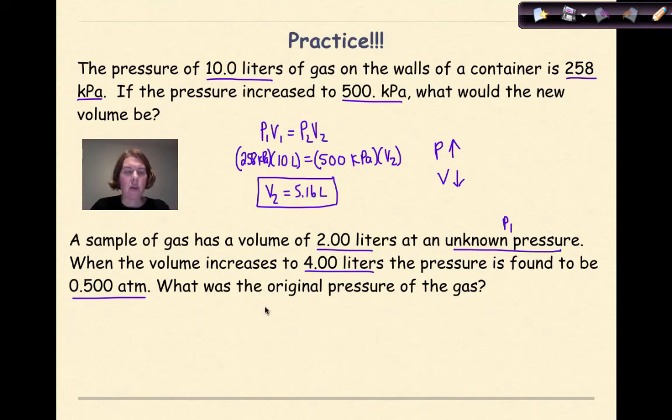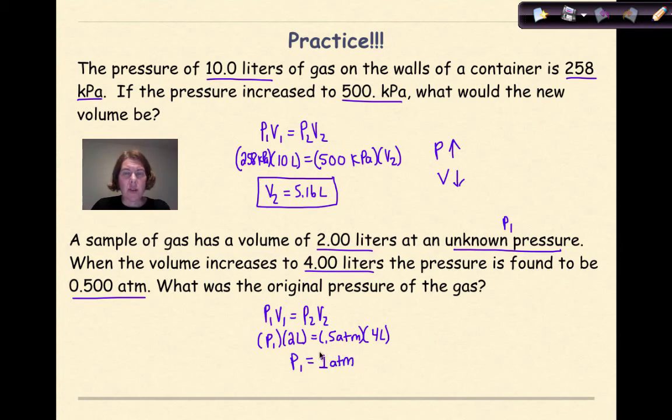All right, let's write out our equation. P1 V1, P2 V2. So I am going to be solving for P1. My initial volume is 2 liters. My volume is increasing to 4 liters, but my P2 is going to be 0.5 atmospheres. My V2 is going to be 4 liters. So 4 times 0.5 is 2 divided by 2. My initial pressure here should be 1 atmosphere.